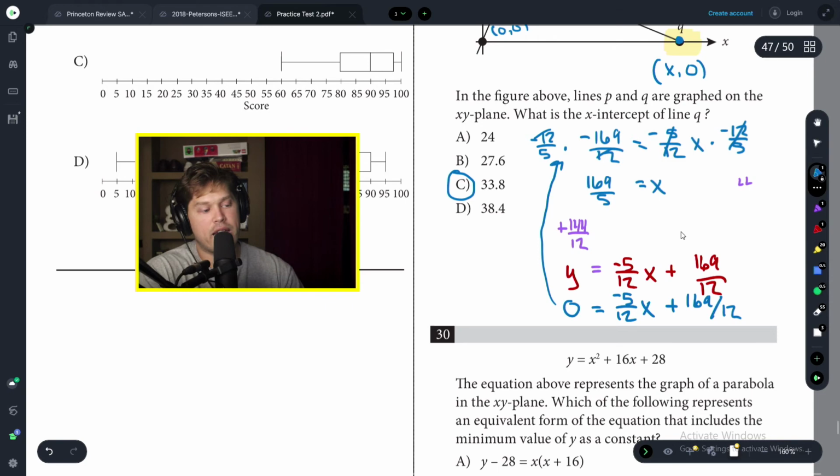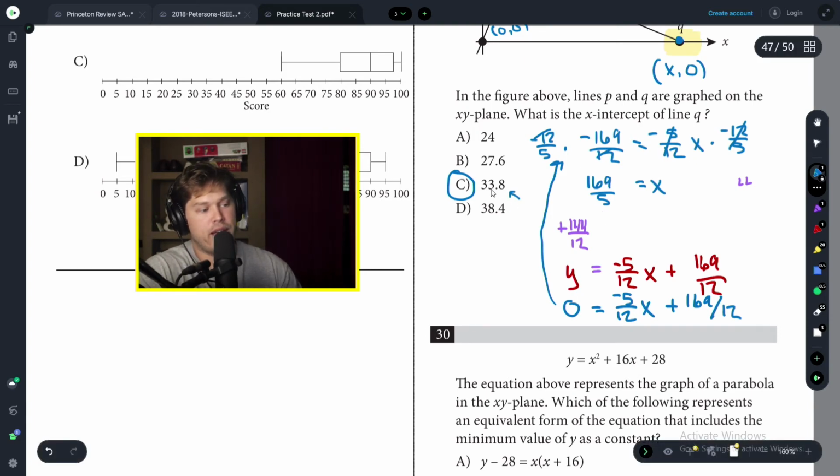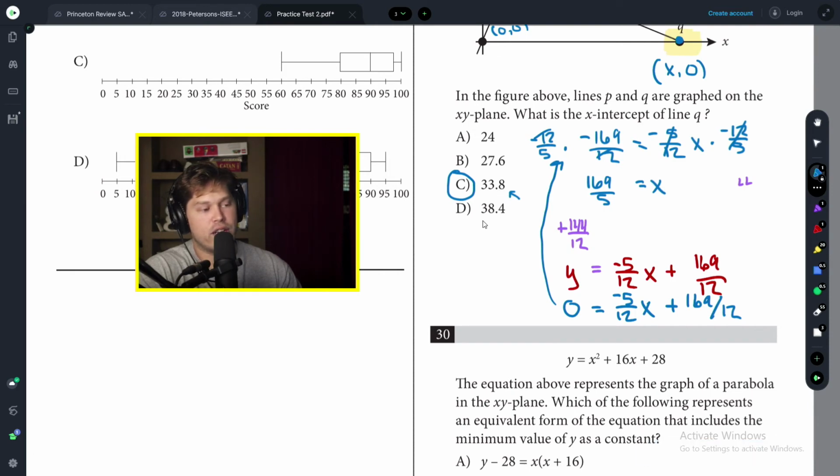Again, we do have a calculator, but notice how 165 would divide into 5 evenly. So since we have 169 in the numerator, we have a remainder of 4. And so if we have a remainder of 4 and our divisor is 5, 4 fifths is 0.8, and the only answer choice with the 0.8 is C. So our answer is choice C.